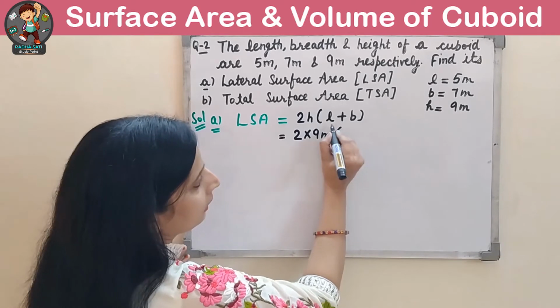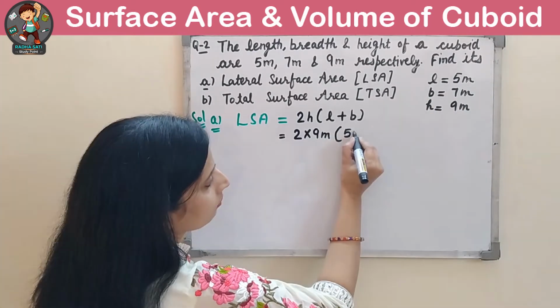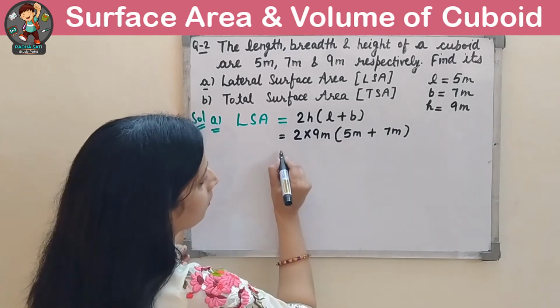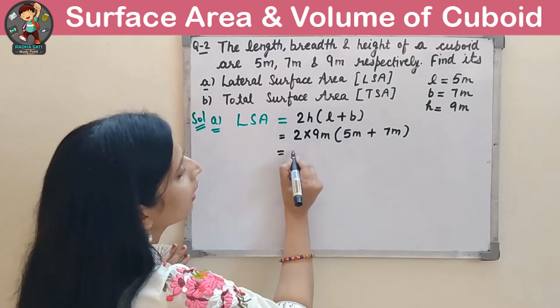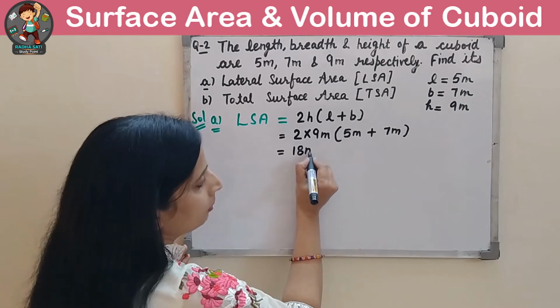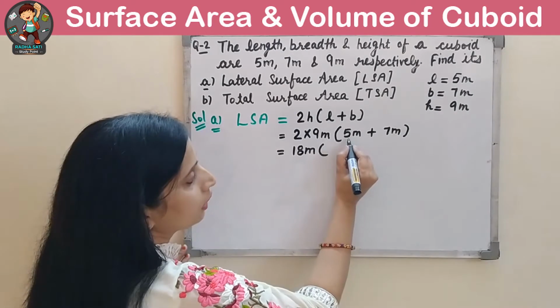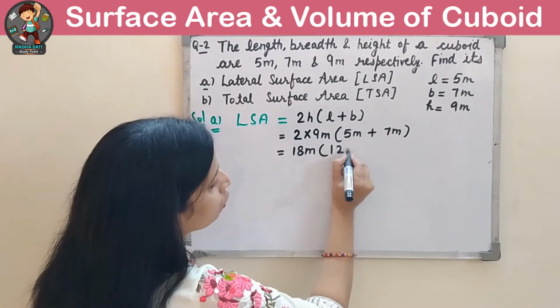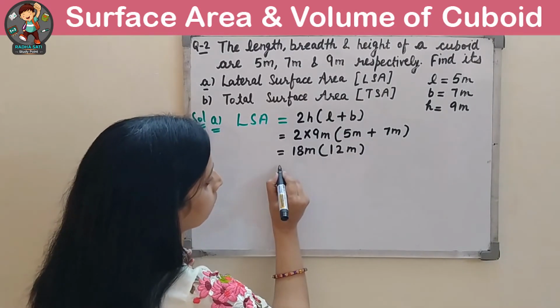Then put the bracket. L is 5 meter plus B is 7 meter. Now 2 nines are 18, 18 meter. Put the bracket. 5 plus 7 is 12. It's 12 meter.